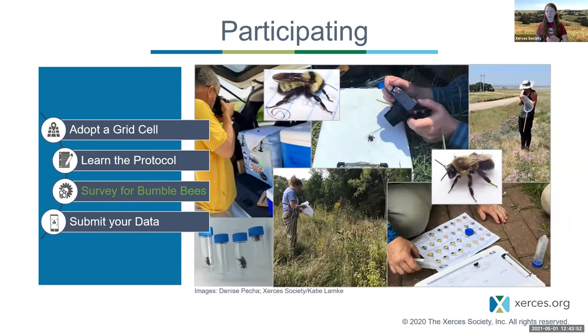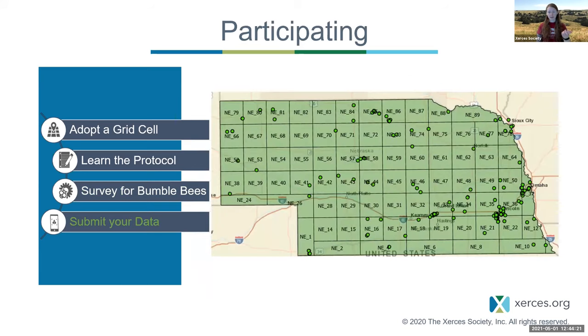Our process is all catch and release, so no bees are harmed during this. You put bees in little vials, whatever kind of container you have, and you put them on ice for a few minutes. That essentially cools the bee down, and it thinks it's maybe time to hibernate. This allows you to take really clear photos of a bee when it's not moving. And then when you're done photographing it, the bee will warm up and fly off. After you've conducted your survey, you submit your data.